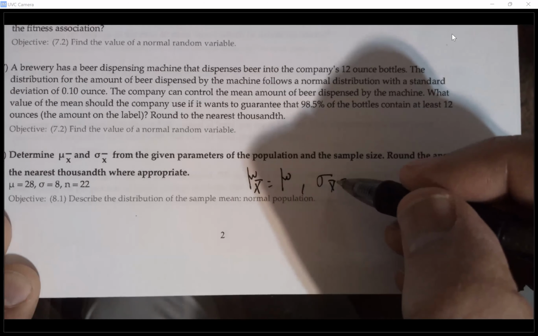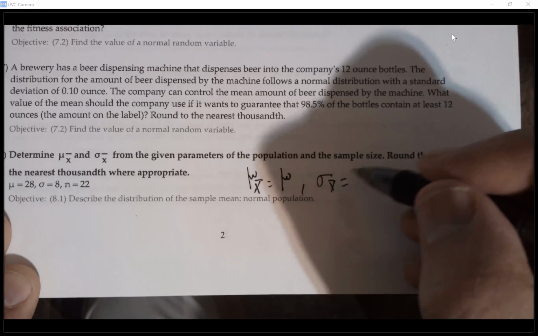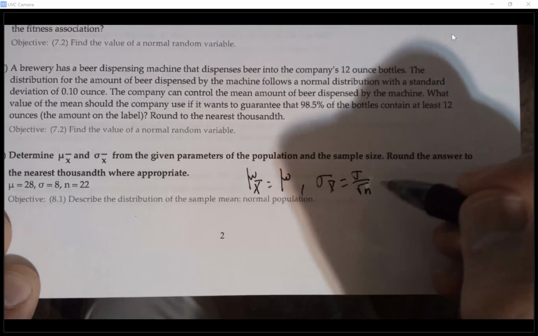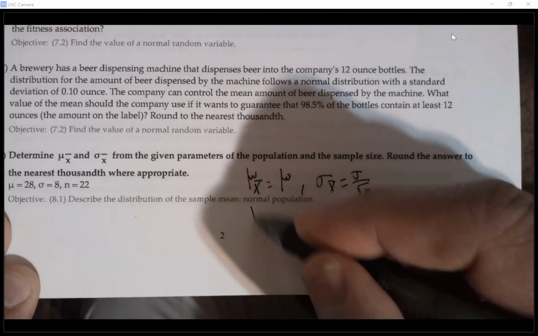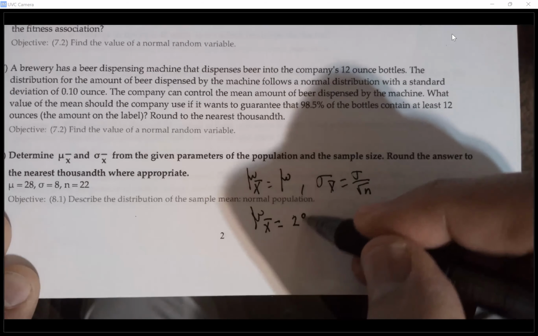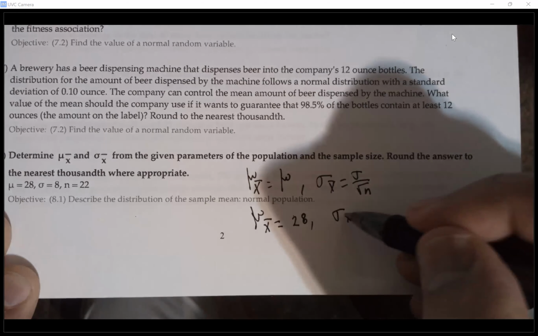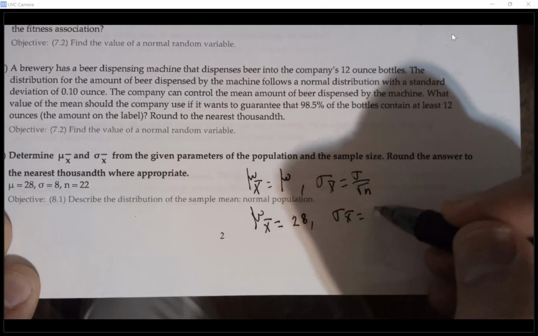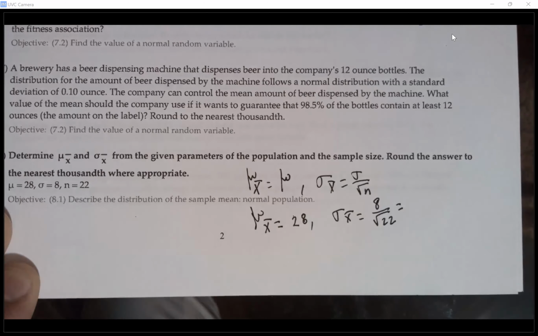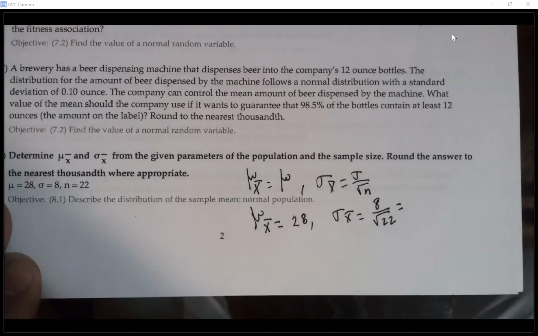So if I ask you to find the standard error of the mean, it's sigma of x bar, which is sigma divided by square root of n. So mu of x bar will be the same as the original mean, which is 28. And the standard deviation will be the original standard deviation 8 divided by square root of 22. And if you do the math for this one, for number 18, it will be 1.706.